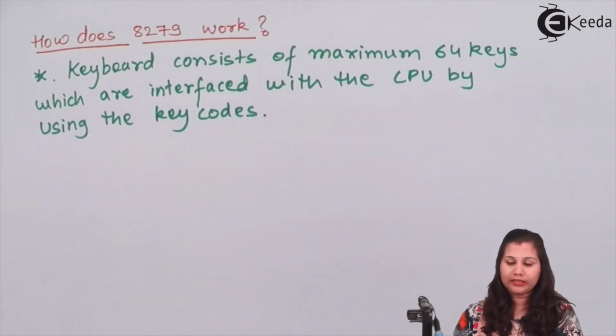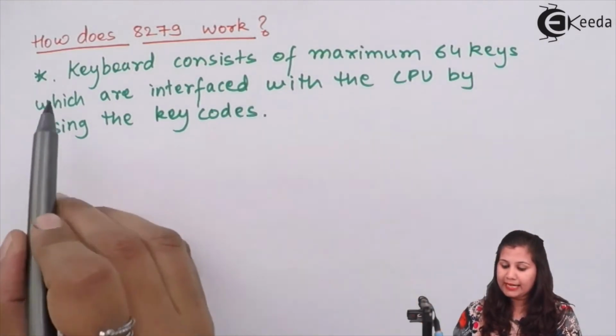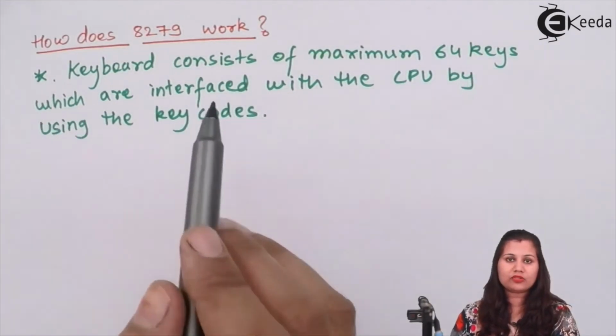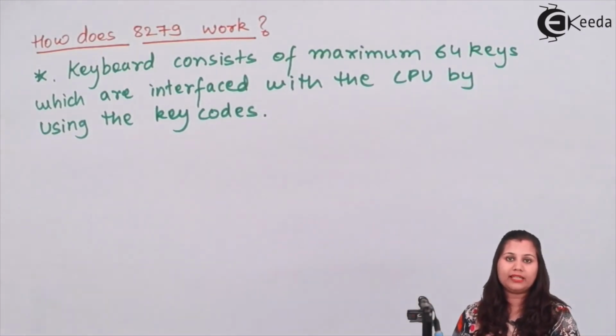Now this keyboard consists of a maximum of 64 keys. These keys are interfaced with the CPU by using key codes, so every key will have a key code associated with it. Now when a key is pressed, the 8279 is going to transfer the key code into the memory of the keyboard and this 8279.